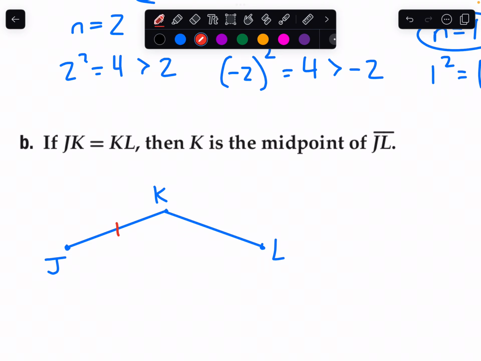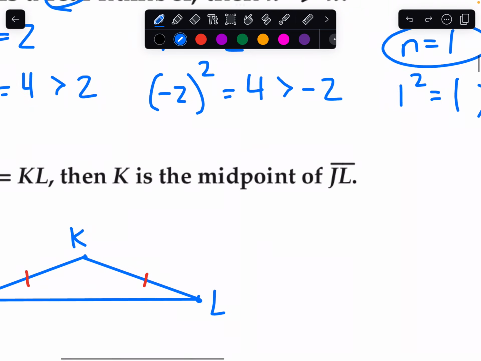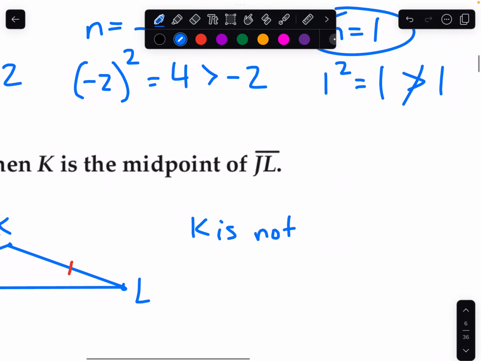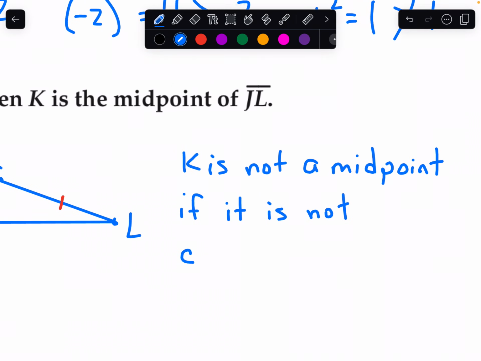It didn't start with straight line. This is what I mean by the out of the box. Oh, well, they didn't specify. They didn't give me this constraint. Let's do something more creative here. Then segment JL is over here forming a triangle. K cannot be a midpoint because it's not collinear. So this is the entire counterexample. That whole diagram, boom. You could explain here. K is not a midpoint if it is not collinear.